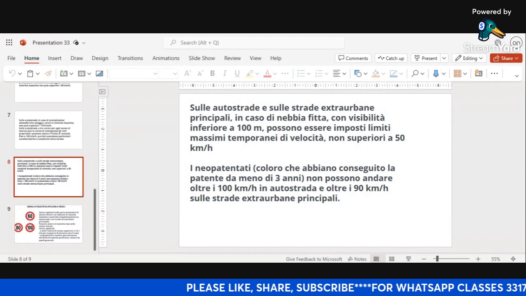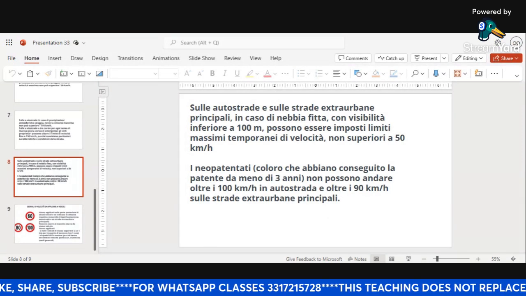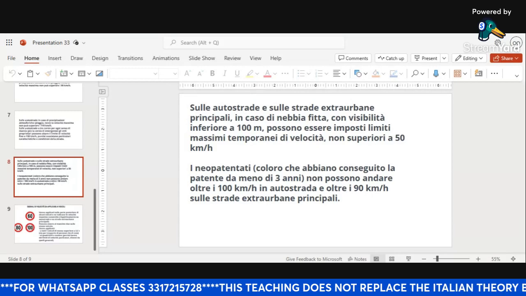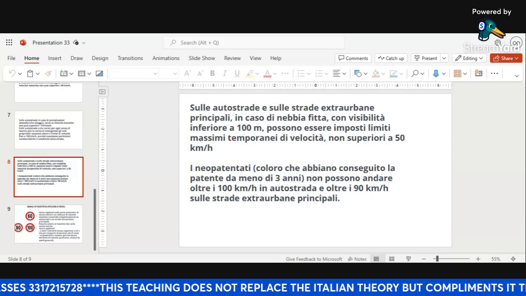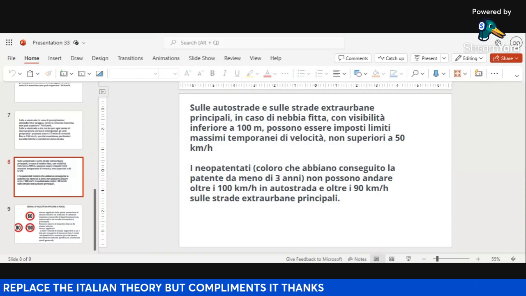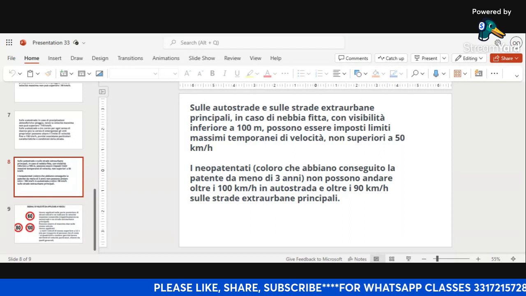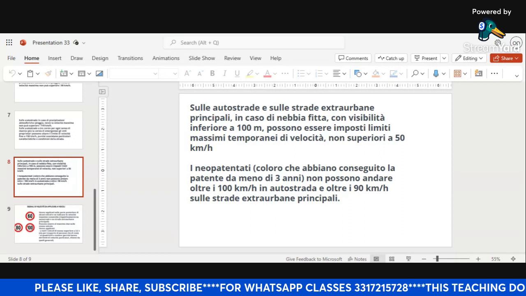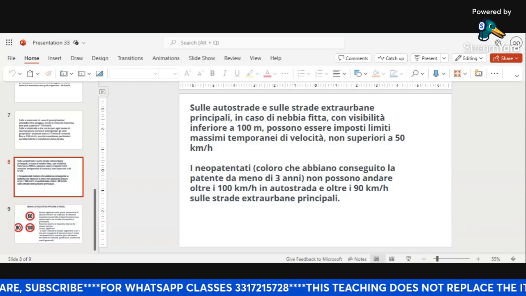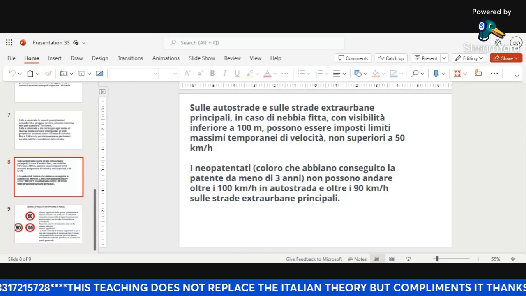Now you hold this license. What you need to do, have it in mind that this general speed limit does not apply to you. 50 km per hour for the city, yes, it applies to you. 90 km for extraurbana secondaria, yes, it applies to you. 110 km per hour for extraurbana principale, it does not apply to you. When you find yourself on extraurbana principale, you go 90 instead of 110. When you find yourself on autostrada, instead of 130, you will go 100.